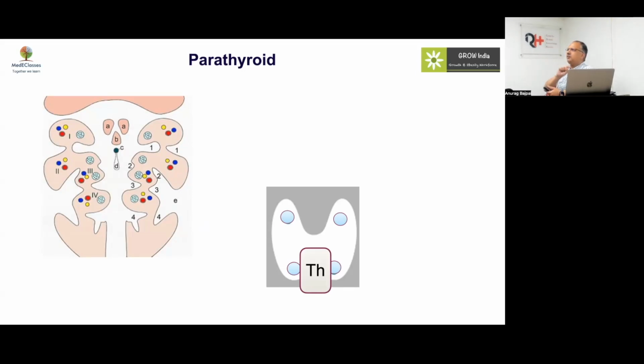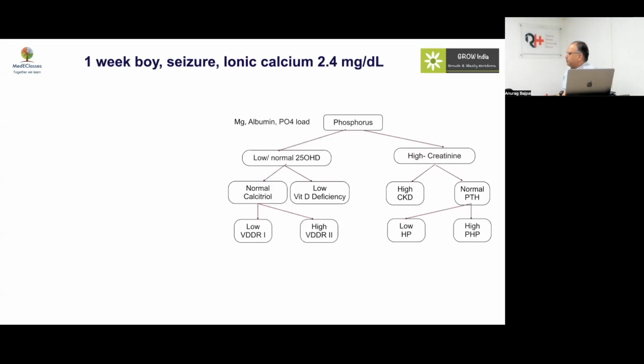So if you have a child who has hypoparathyroidism, if you have a newborn, let's say, the first thing you should go and look at is whether there is an immunodeficiency or not, because you may have a thymic defect. And that can be a very, very dangerous situation. This is a classical situation of DiGeorge syndrome, which can be lethal.